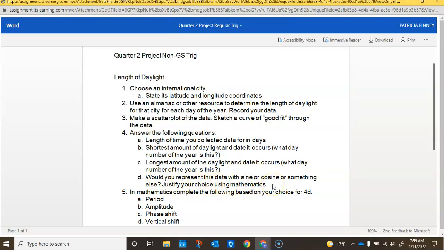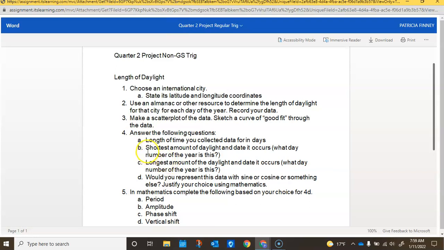Okay? So the reason for these questions: the length of time you collected data for, in days, is going to be 365 days for everybody. The reason I have asked you about the shortest amount of daylight and the longest amount of daylight, anybody want to know why?